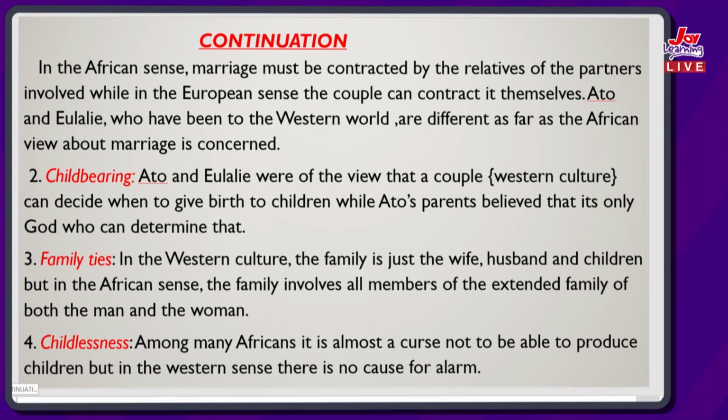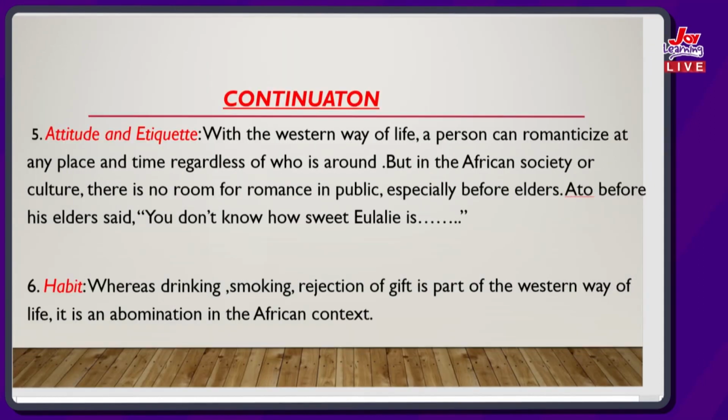Now, the fourth theme, we have childlessness. Among many Africans, it is almost a curse not to be able to produce children. But in the Western sense, there is no cause for alarm at all. In the Western culture, they don't care whether you marry and you don't have children, or you have; they don't really mind the number of children you have. But Africans, we mind. So you can imagine somebody from the Western world coming down to our continent, Africa, the lot of problems she would face. Now, we continue.